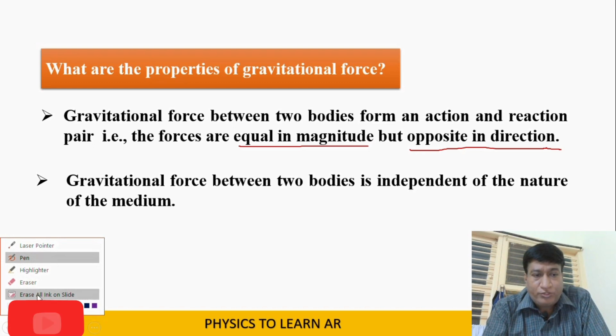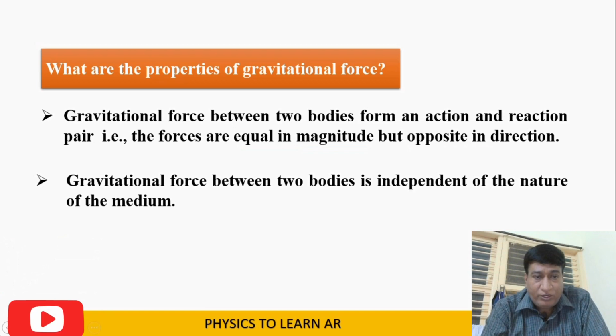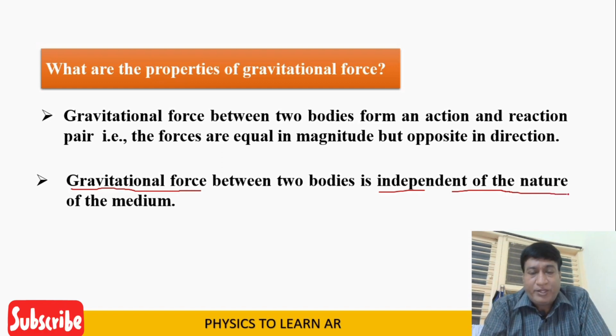Gravitational force between two bodies is independent of the nature of the medium, whereas some other forces, like electrostatic force, depend on the medium, and magnetic force also depends on the nature of the medium between the bodies. But gravitational force is independent. It does not depend on the nature of the medium.